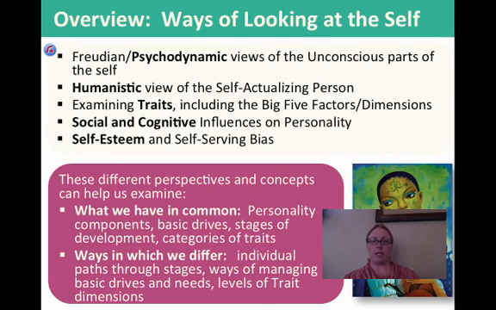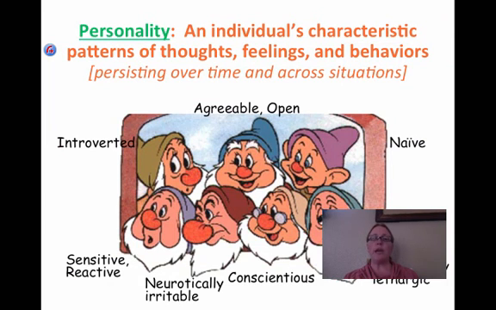So it's one of the things with personality. It's not only what makes us different, but also what we have in common. What are some basic personality components, drives, stages of development, categories of traits, those types of things. And then also, in what ways do we differ, okay? Individual paths through the same stages, ways of managing basic drives and needs that we all have, and how and why we are different, and also the levels of the trait dimensions. Just because we have a specific trait doesn't necessarily mean that we're all going to experience and express that trait the same way. So what is personality?